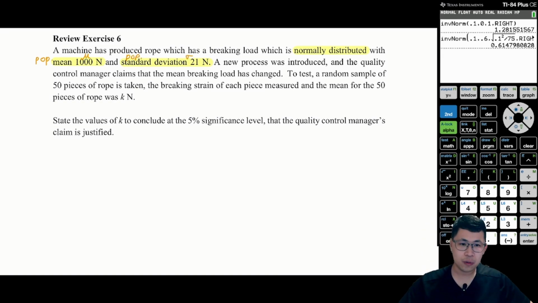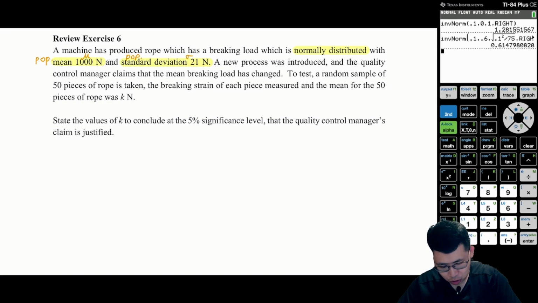Okay, so a new process was introduced and the quality control manager claims that the mean breaking load has changed. So this one over here tells us that it has changed, but never tells us whether it is an increase or decrease. So change meaning we will put this to be not equal to 1000 over here. And because this is an inequality, this forms our alternative hypothesis.